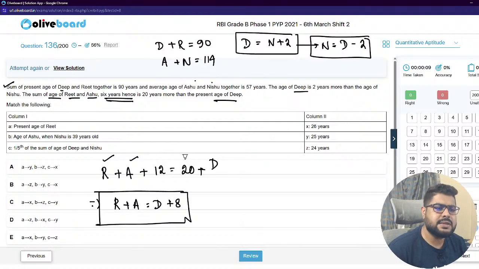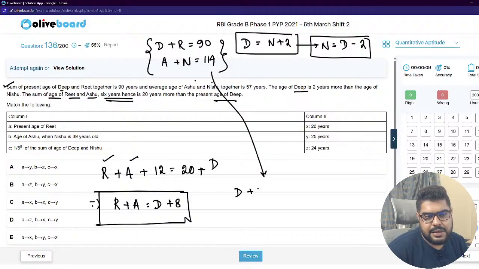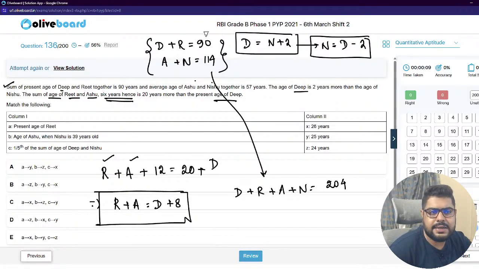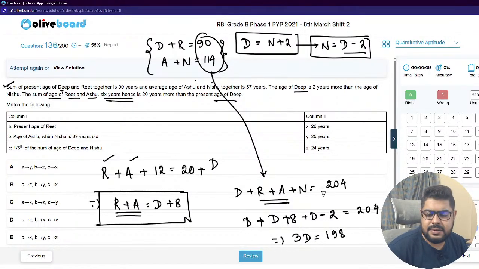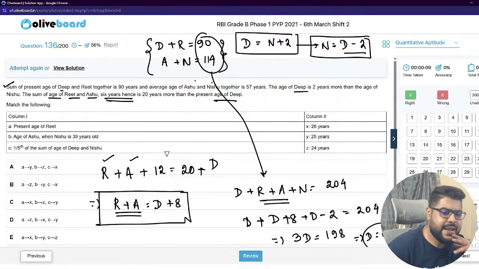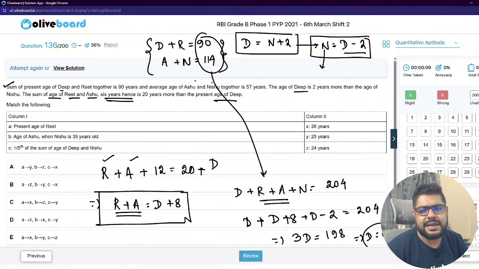अच्छा, एक काम करो ना सर. Sir, add both the equations, let's add these two equations, let's see. So D plus R plus A plus N is equal to say 204, right-hand side. Now sir, R plus A I can write as D plus 8, N I can write as D minus 2, and D I can write as D only. देखो, I'll get the value of D. So 3D becomes 198, right? हाँ sir. So D becomes how much, sir? 66. D is 66. Now once I know D, N is 64.